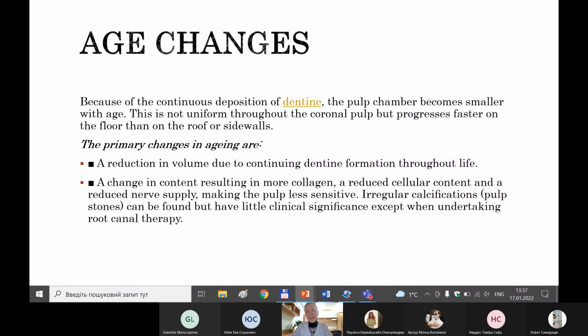So it is necessary to keep these age changes in mind when it comes to treatment of old-aged patients. It is important to remember this peculiarity of aging of the pulp tissue when it comes to therapy of old-aged patients.